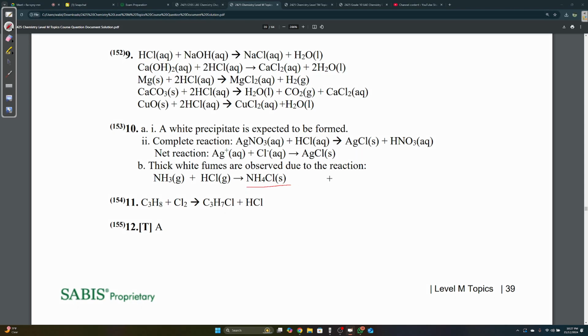It makes sense to get a solid because NH3 is a base and HCl is an acid. When you mix an acid and a base, you get a salt. So NH4Cl is the salt being produced, which apparently is thick and white.